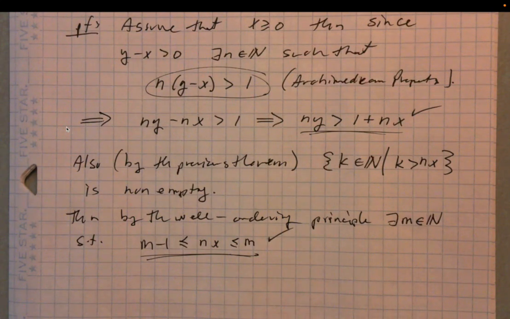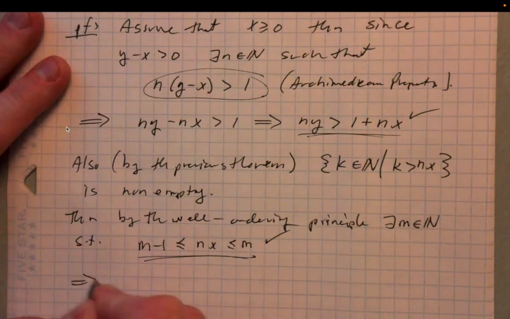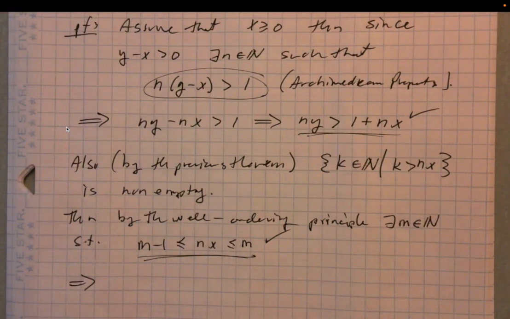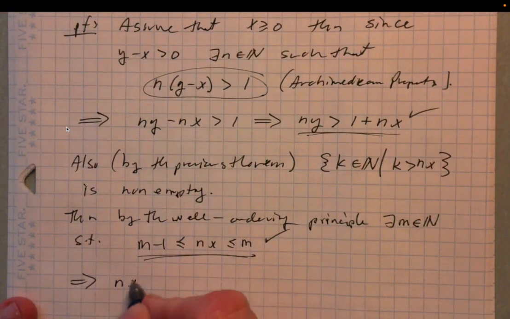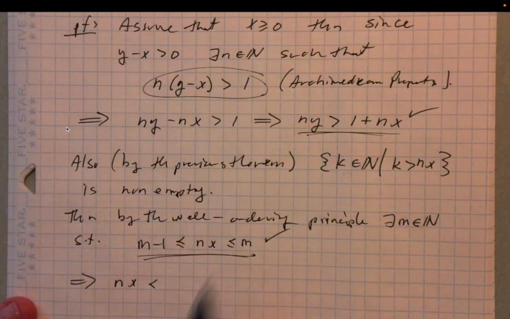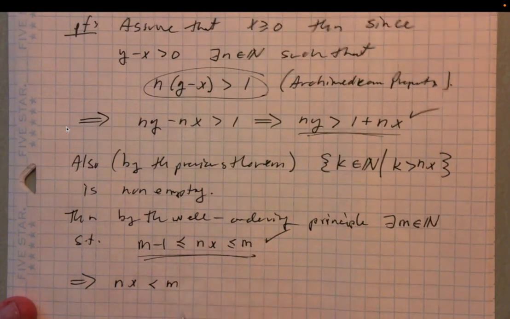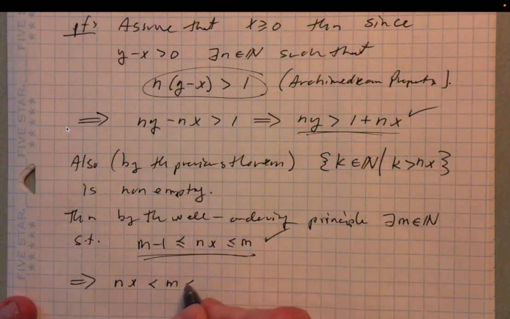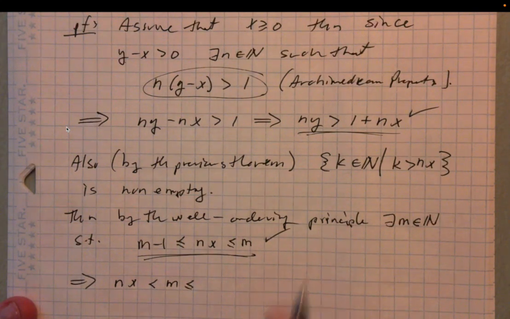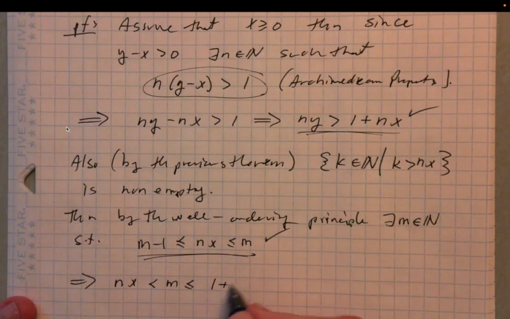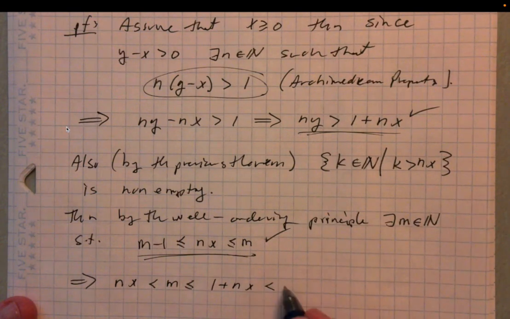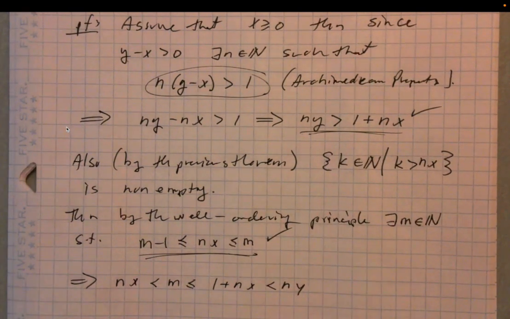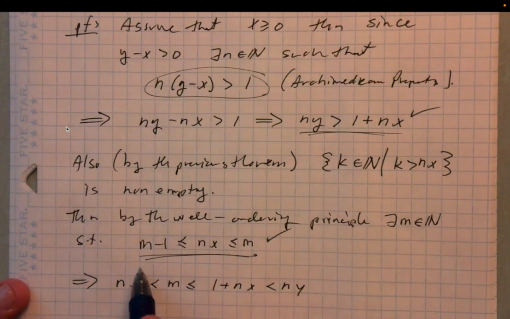All right. So then, what do we have here? Well, what we have is that nx would be less than m, which would be less than or equal to 1 plus nx, so same idea as this, which will have to naturally be less than ny by this up here. Okay. Right? And so we have this nice inequality here.